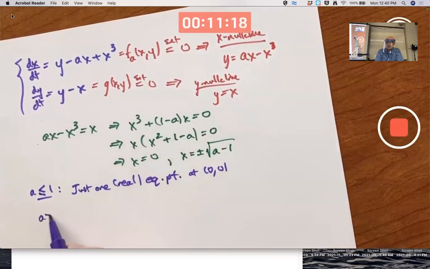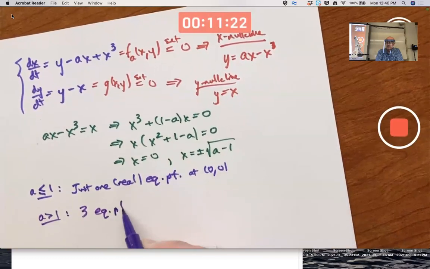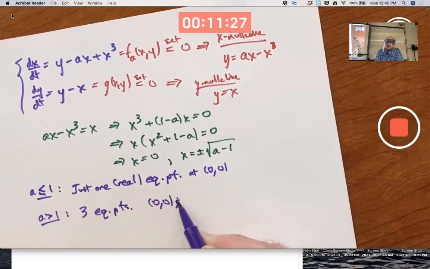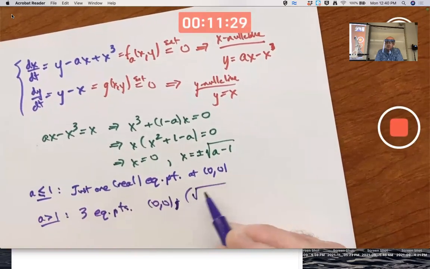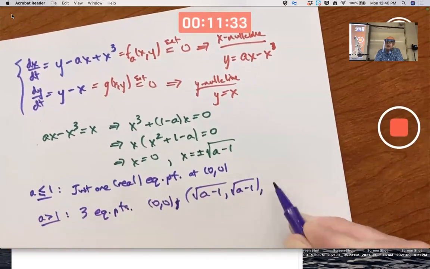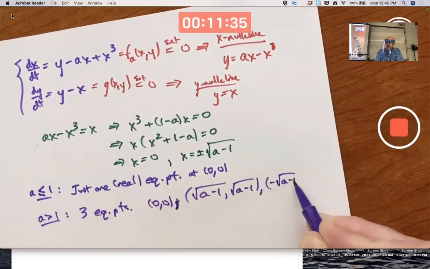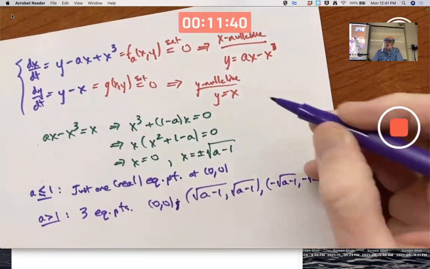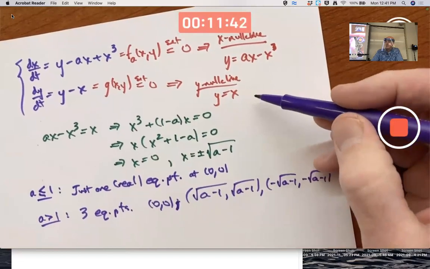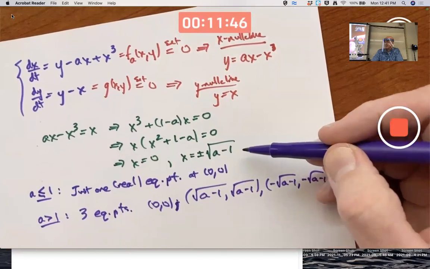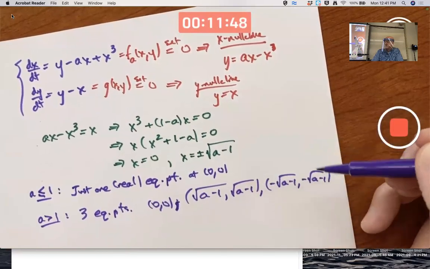If a is bigger than 1, then we get 3 equilibrium points. 0, 0, square root of a minus 1, comma, square root of a minus 1, and negative square root of a minus 1, comma, negative square root of a minus 1, right? Because, again, at any equilibrium point, the x and y coordinates have to be the same. So I found x coordinates, the y coordinates have to be the same.